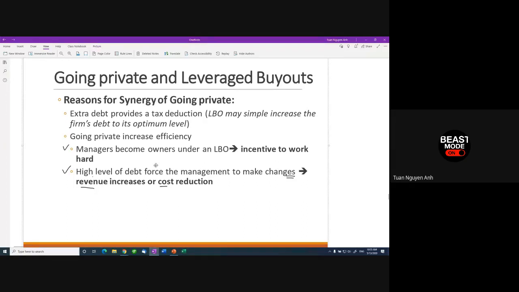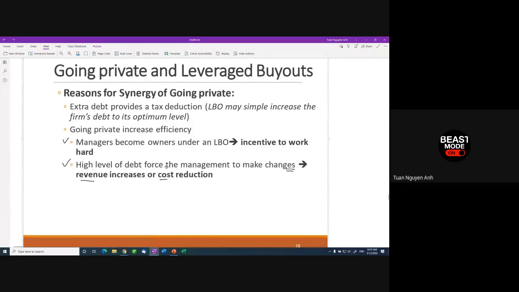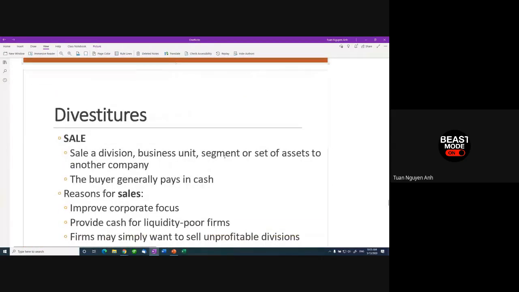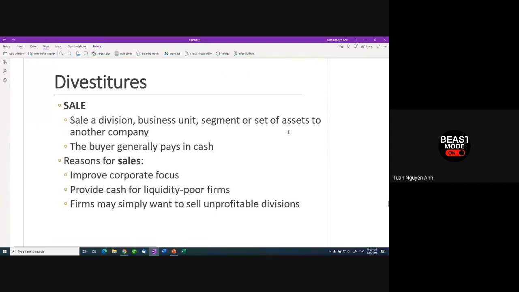Okay, that is the reason, the purpose of going private. That is all about going private. We only talk about the theory. In theory, we do not need to calculate anything about the leveraged buyout. So that is good. In the M&A lecture, the only calculation is about the merger and acquisition, with the three examples that we have already talked about.